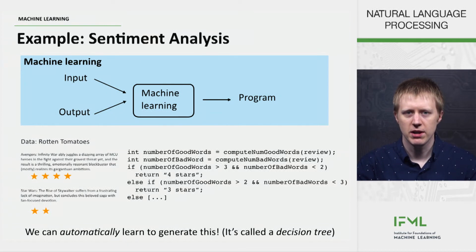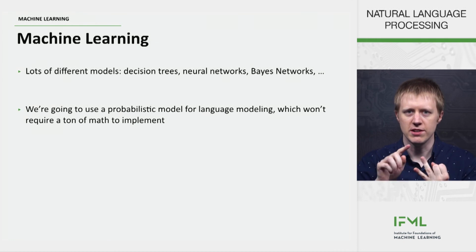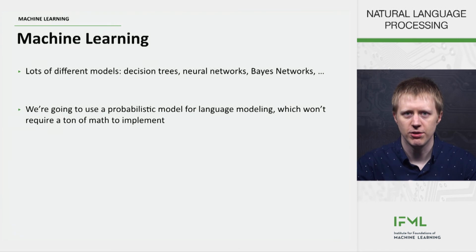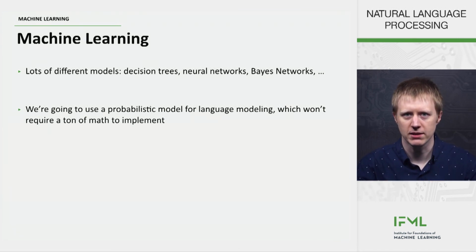So again, we are able to take this data about what we want to do and map that to a program and learn that automatically. That's the general idea behind machine learning, and there are a lot of different models that get used. Things like decision trees, neural networks, Bayes networks. These are all examples of models for machine learning that will produce these programs for you automatically.